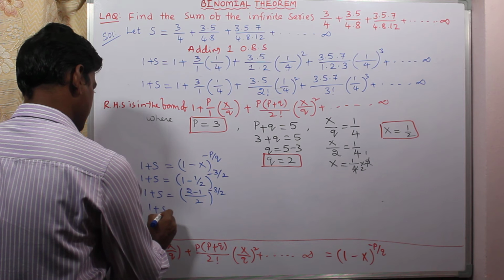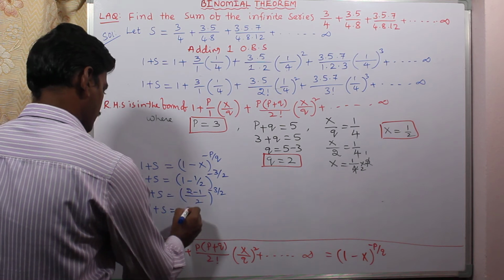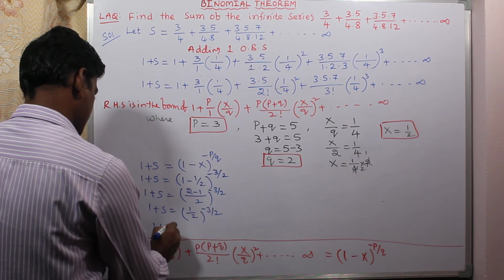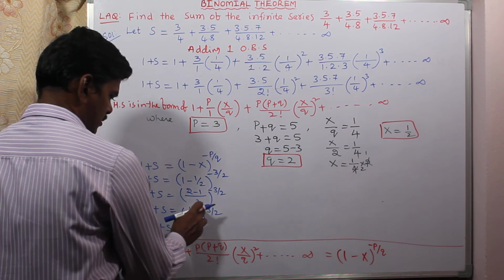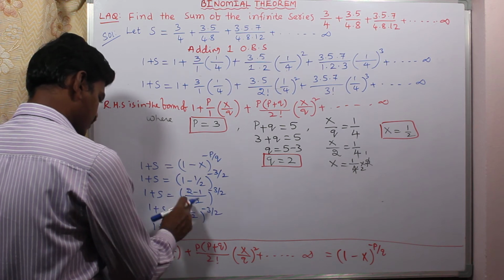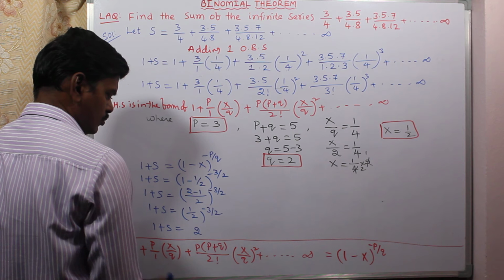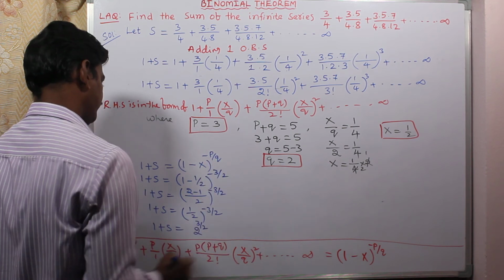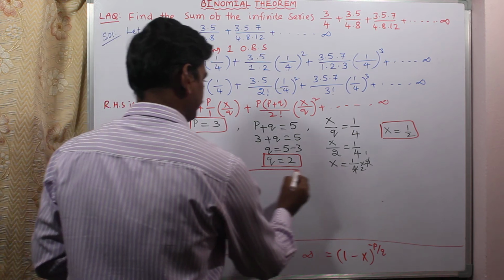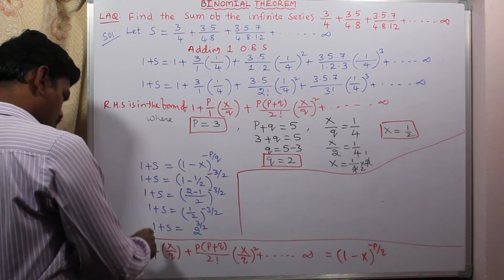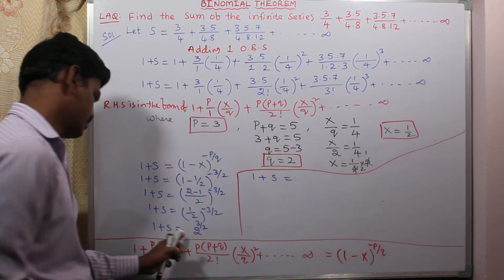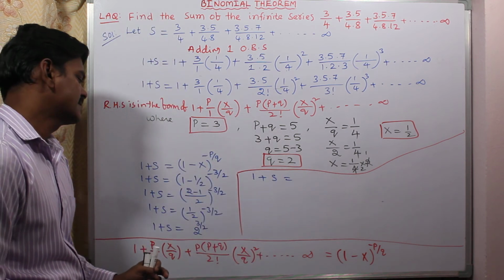So 1 plus s is equal to 2 minus 1 by 2, 1 by 2 whole power minus 3 by 2. So 1 plus s is equal to, now in order to remove this negative sign from the power, we have to go for reversing of the fraction. 1 by 2 on reversing becomes 2, 2 power 3 by 2. So 1 plus s is equal to, so how can 2 power 3 by 2 be simplified?